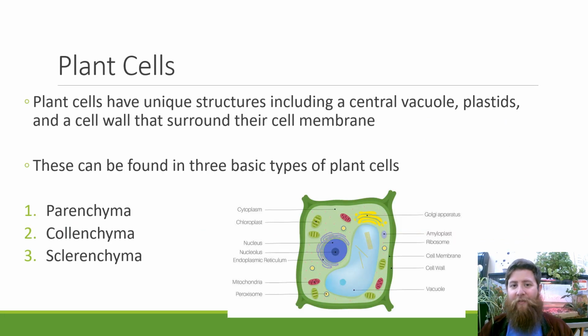So plants have cells, a lot like animal cells or human cells. They do have some unique structures that we talked about earlier, but they include this central vacuole here. There we go. Central vacuole there. They have plastids and they have a cell wall. There are three basic types or configurations of plant cells, and these can then specialize into different types of tissues and structures. They are parenchyma, collenchyma, and sclerenchyma.